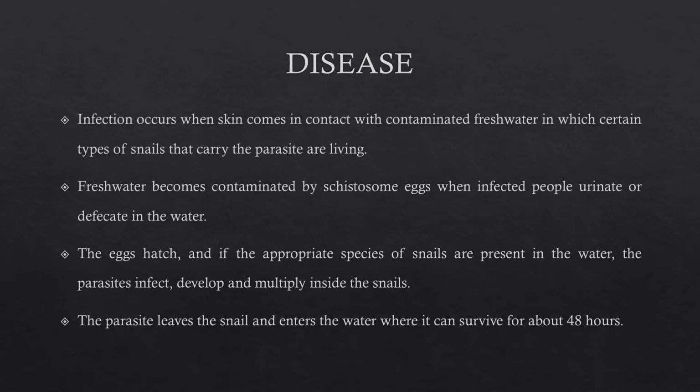The infection occurs when skin comes in contact with contaminated freshwater in which certain types of snails that carry the parasite are living. Freshwater becomes contaminated by schistosome eggs when infected people urinate or defecate in the water. The eggs hatch, and if the appropriate species of snails are present in the water, the parasites infect, develop, and multiply inside the snails. The parasite leaves the snail and enters the water where it can survive for about 48 hours.